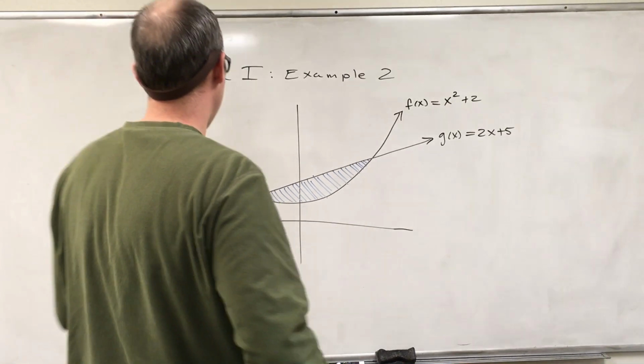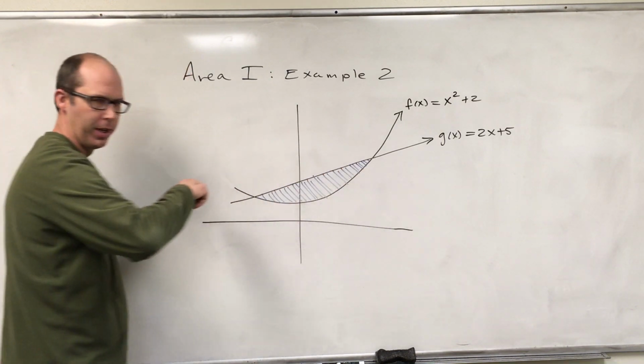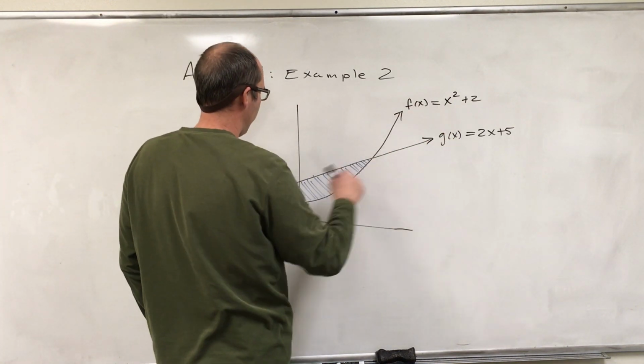Okay, here's area 1, example 2. Again, we're going to find the area of this blue region here between f of x and g of x.